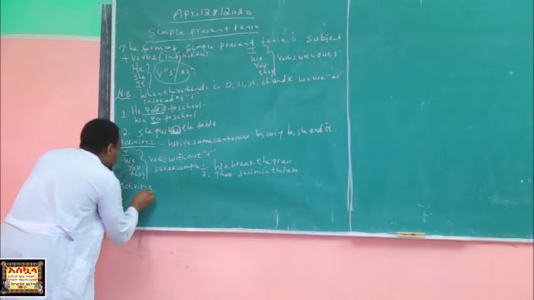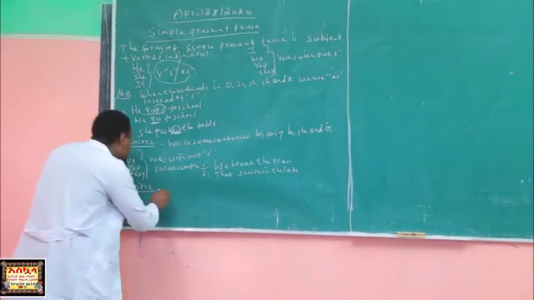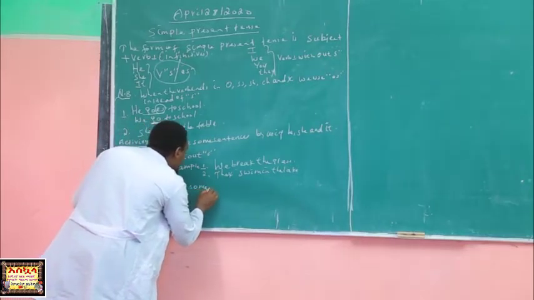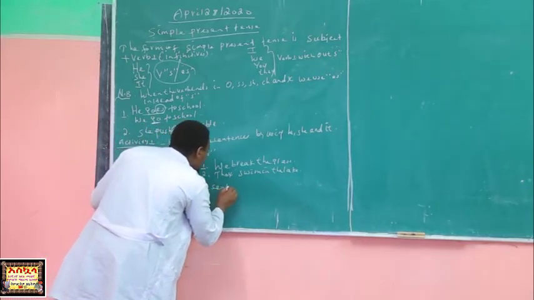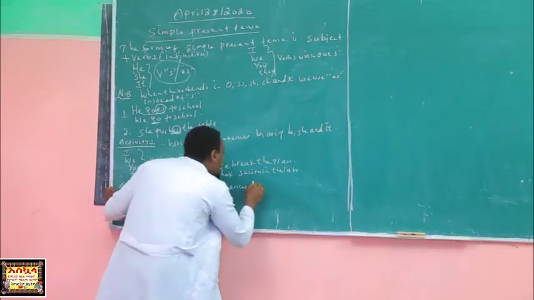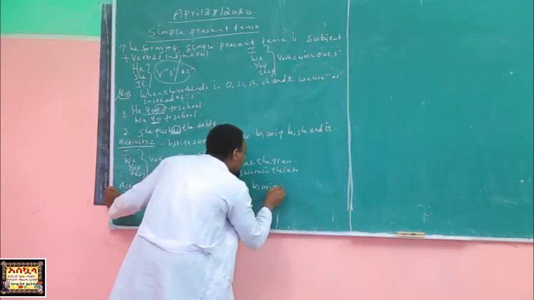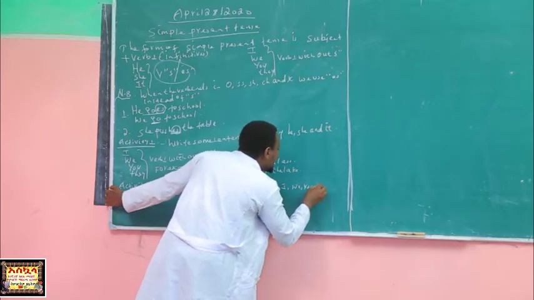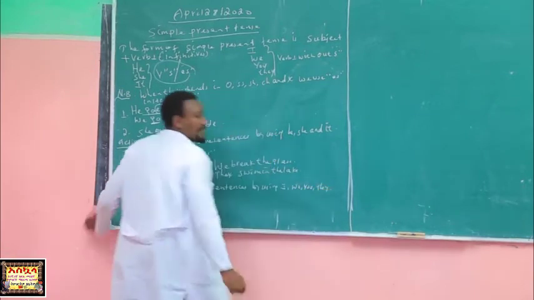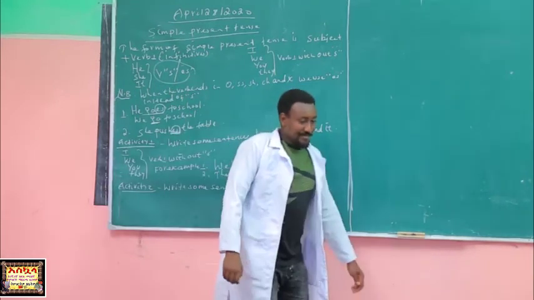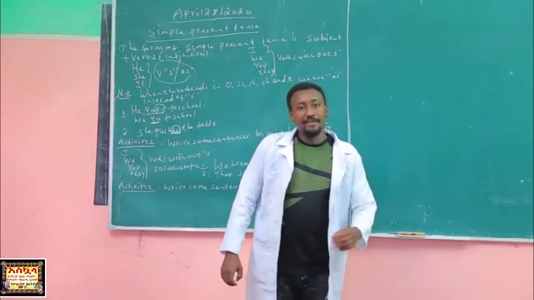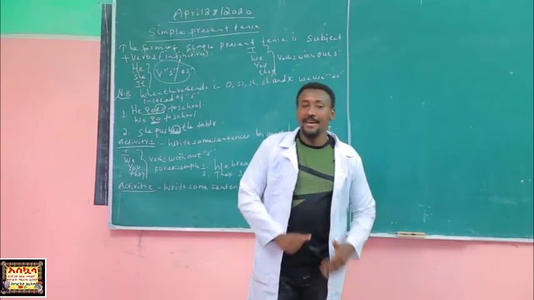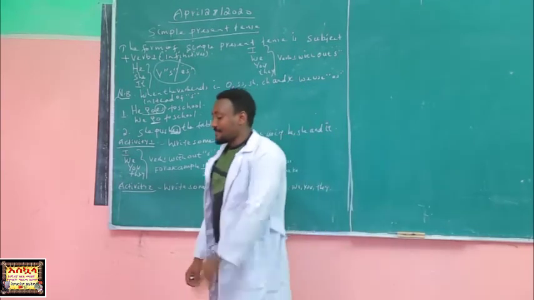Activity 2. Write some sentences by using I, we, you, and they. Parents, please help your students. Please help your children. Thank you in advance. Good.